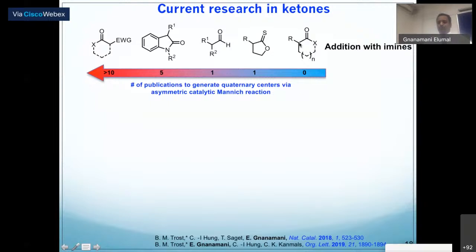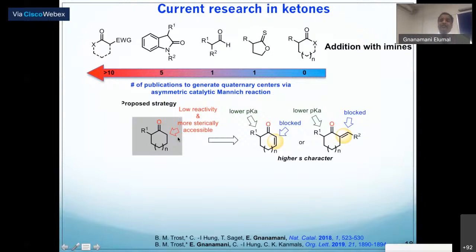To avoid that, we proposed that if we have a double bond here, then it will block. It may not go for the other substitution. So then, of course, it should go to the other highly sterically crowded place. So the regioselectivity issue has been solved if we have a double bond, exocyclic or endocyclic.